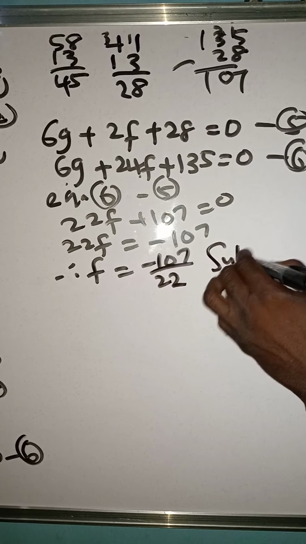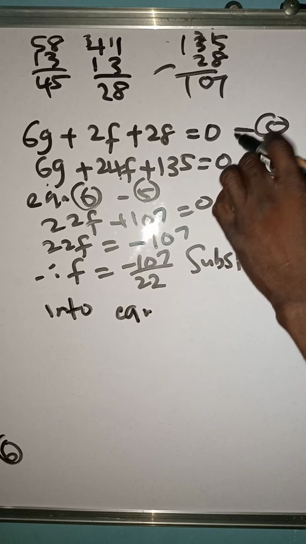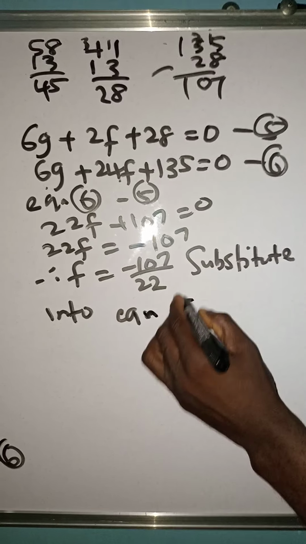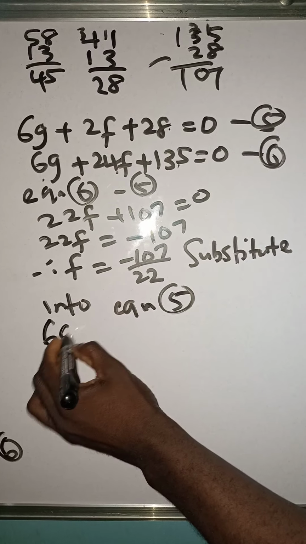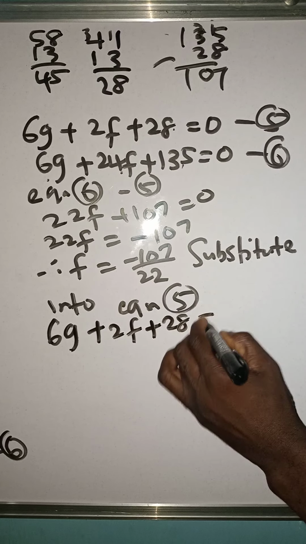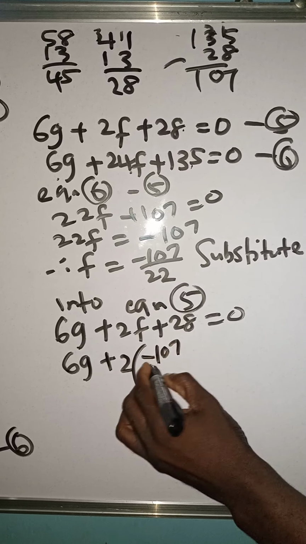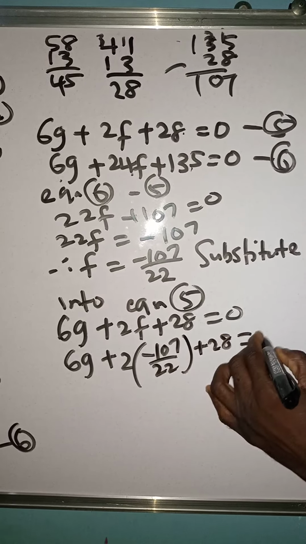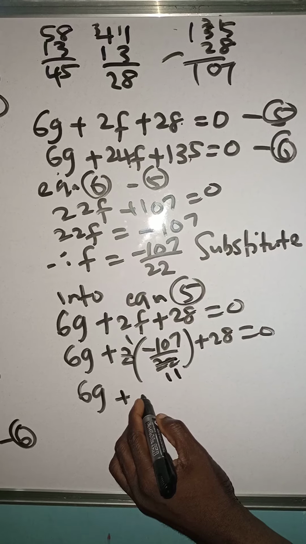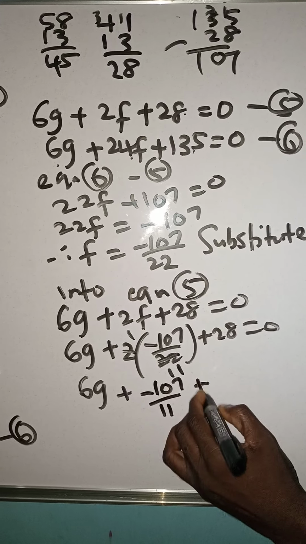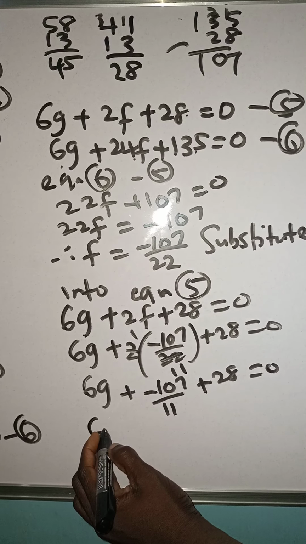To get g, you substitute into an equation. You can use 5, you can use 6. Equation 5 looks simpler because 28 is smaller than 135. So 6g plus 2f plus 28 is 0. 6g plus 2 times f, which is minus 107 over 22, plus 28 is 0. 2 here 1, 2 here 11, that's minus 107 over 11, plus 28 equals 0. Let me find the LCM.